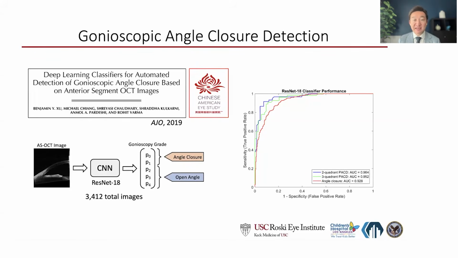Given that we typically detect angle closure in multiple quadrants to define primary angle closure spectrum, we also looked at the performance for detecting angle closure in 2 or 3 quadrants, and the performance here was even better, with an area under the curve exceeding 0.95.